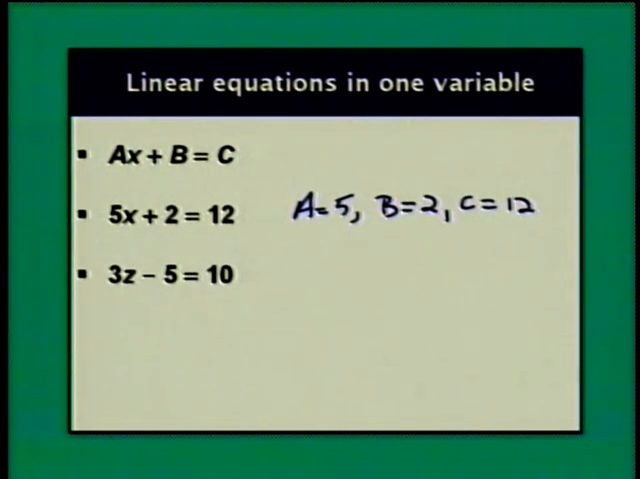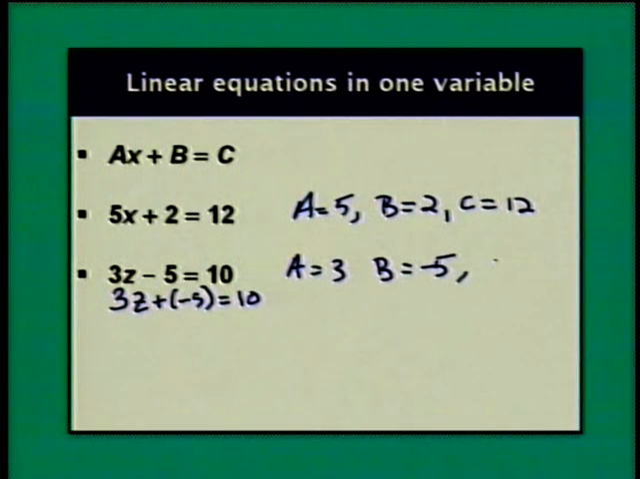Now let's look at 3z minus 5 equals 10. Now in this linear equation, the variable is z rather than x, and in fact the variable could be represented by almost any letter. Now here I'm going to rewrite this as 3z plus negative 5 equals 10. So now we see that the value of b is negative 5. a equals 3 and c equals 10.